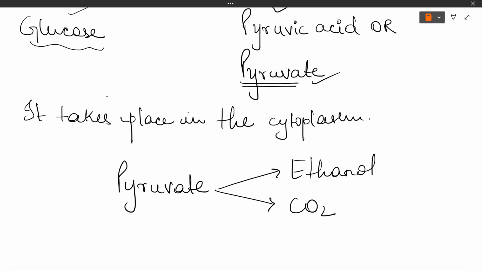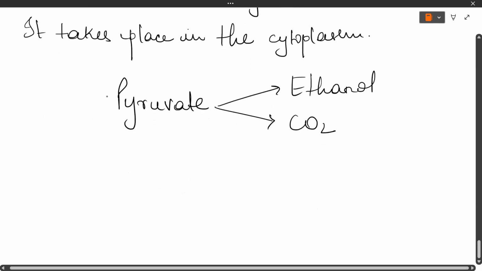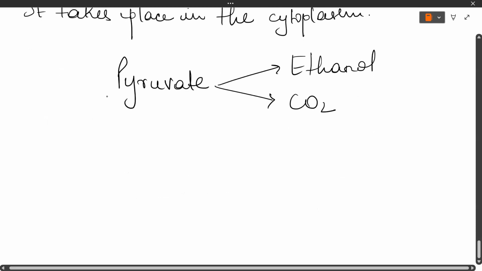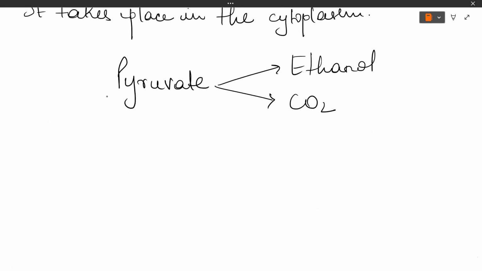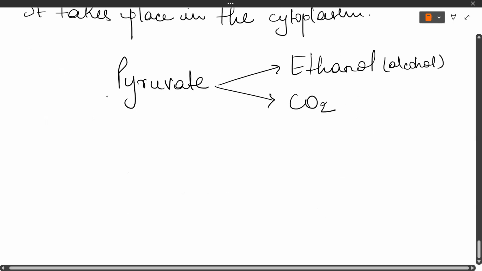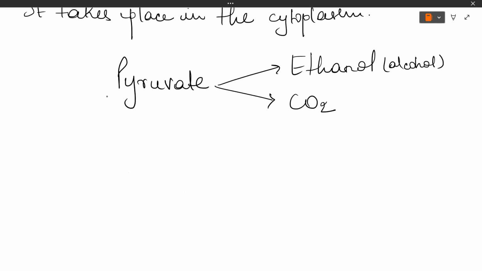And energy as well, right? No, here no energy. This is not a very beneficial process. See, ethanol is a type of alcohol, and carbon dioxide you already know. So pyruvate is being converted into an alcohol and carbon dioxide.